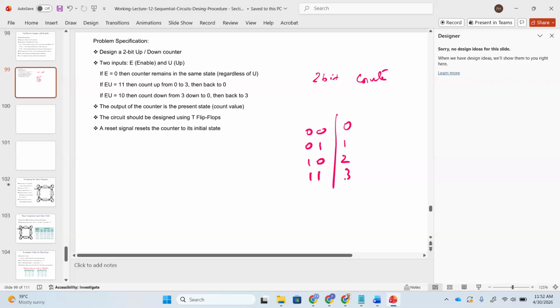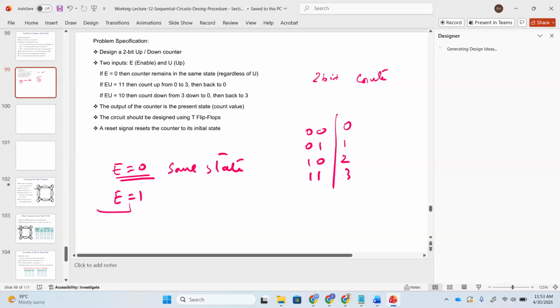So now there are two other inputs. The other inputs are E and U. If E is equal to 0, the counter remains in the same state. And if E is equal to 1, there are two possible values. We have another signal U. If U is 1, it will count up, and if U is equal to 0, it will count down. So this is now the specification of the counter.